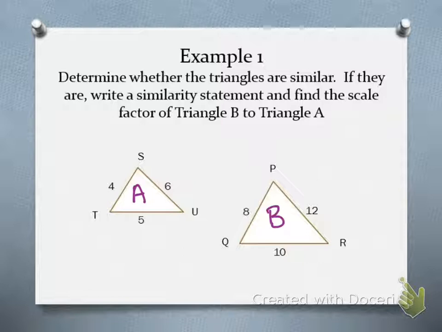For example 1, we've got one triangle. We're calling it triangle A. It's triangle STU with its side lengths. And then we have triangle B over here, PQR, labeled with its side lengths. We are asked to determine if the triangles are similar, step 1. Step 2, if they are, write a similarity statement. Step 3, find the scale factor of triangle B to triangle A.